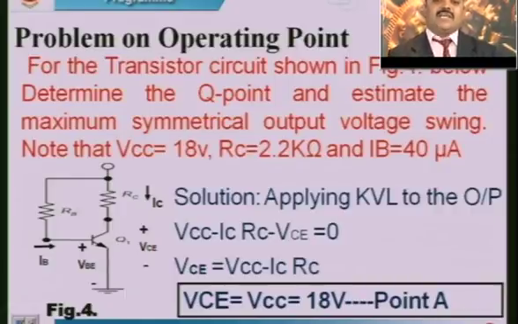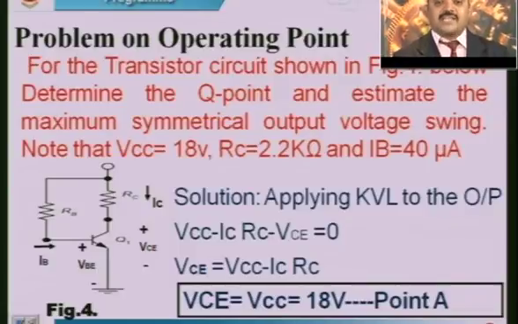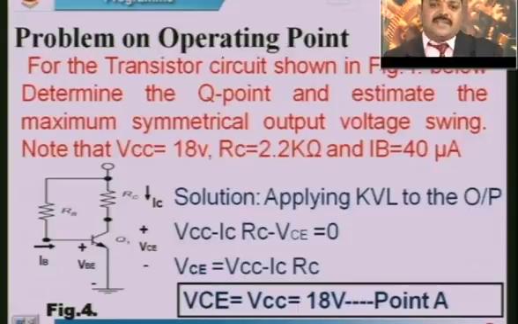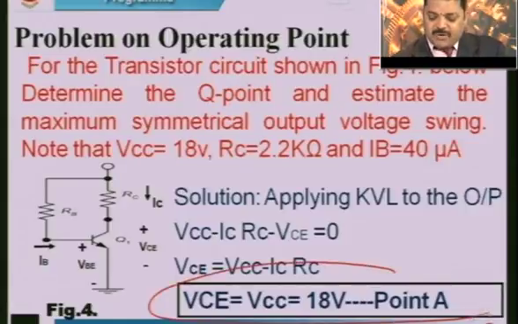For this again we need to apply Kirchhoff's voltage law to the output, and we get VCC minus IC RC minus VCE equal to 0. And then from that, VCE is equal to VCC minus IC RC. We need to fix the point A. So, how do we fix the point A? That is VCE equal to VCC when we apply IC equal to 0. Therefore, VCE is equal to VCC, which is 18 volts in this problem.